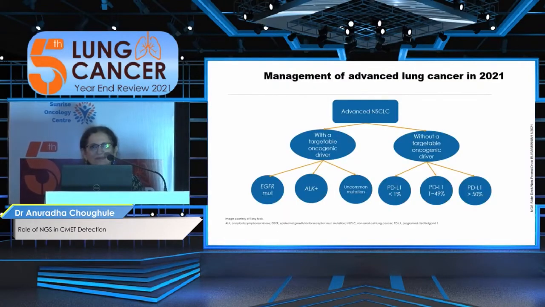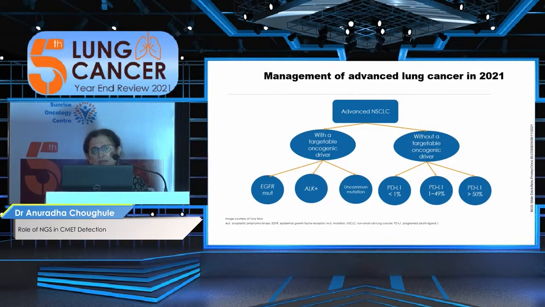Today, MET has been targeted because of the therapy. It is being used as a biomarker, and it is now considered an established biomarker when you are doing a whole spectrum of NGS profiling. So, other than EGFR mutations, we can see many targetable oncogenic driver mutations are available, like ALK and uncommon mutations.